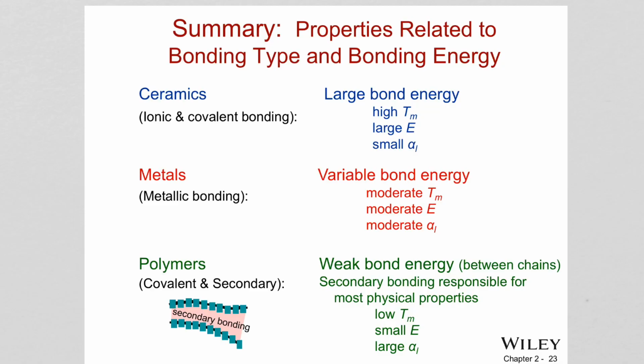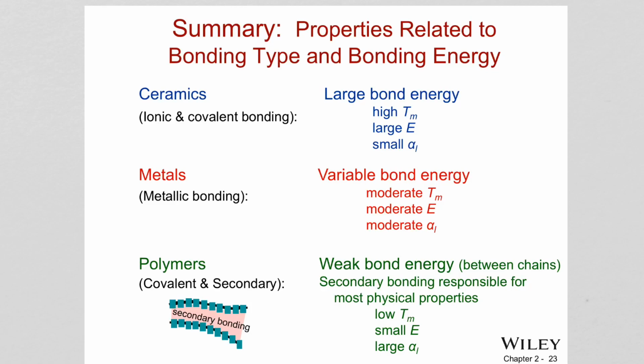So this is pretty much a summary of what we have learned. Ceramics can have ionic and covalent bonding, and ceramics experience very large bonding energy that gives us high melting temperature, large elastic modulus, meaning stiffness, meaning the bond strength is very high. Think of the bond as a spring in between the atoms, and it is very difficult to stretch that spring if you have a large E. And that causes, of course, the small thermal expansion coefficient.